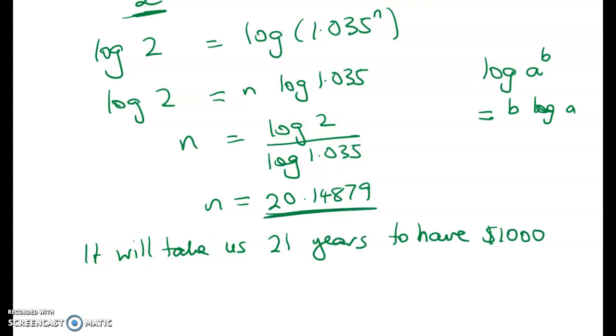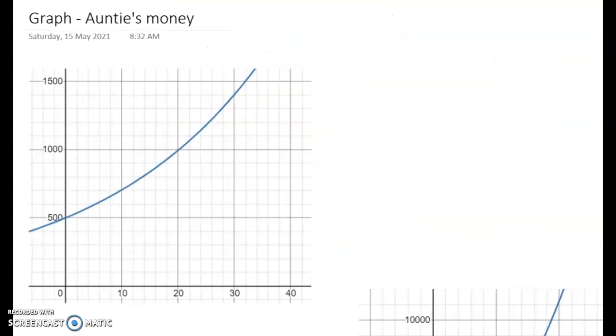Okay, because the amount is compounding every year, so after 20 years we will be slightly short of $1,000. Right, let's look at the graph of this now and see what it looks like.